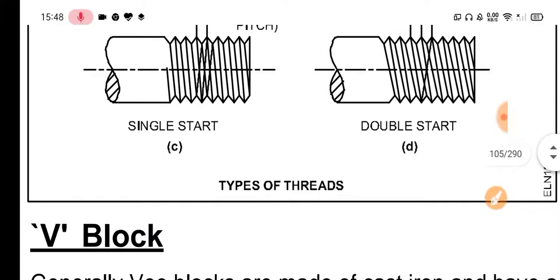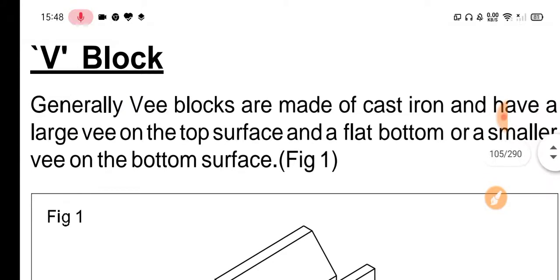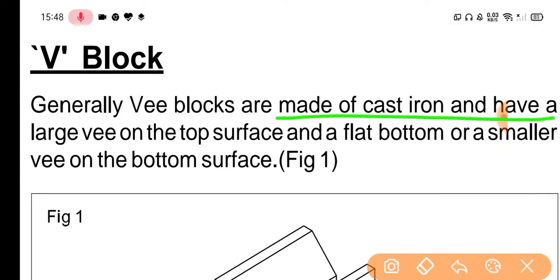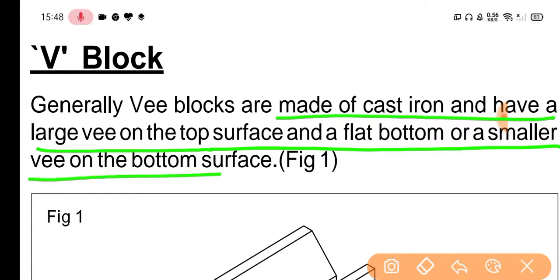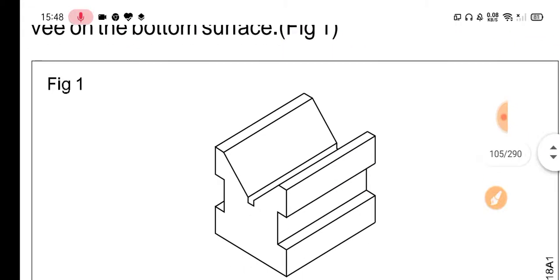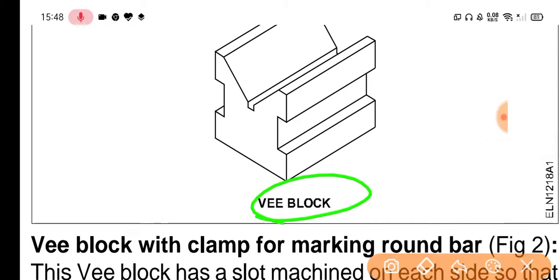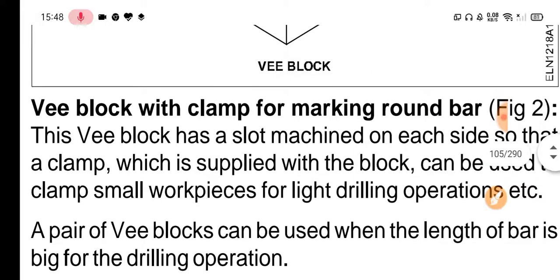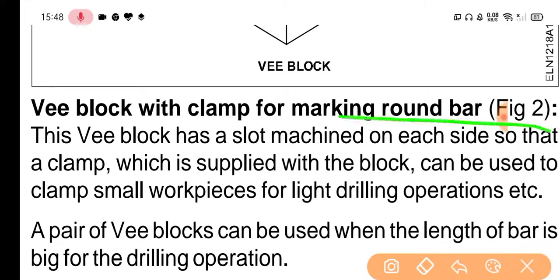V blocks. Generally V blocks are made of cast iron and have a large V on the top surface and a flat bottom, with a smaller V on the bottom surface. This is the V block. V blocks with clamp for marking a round bar.